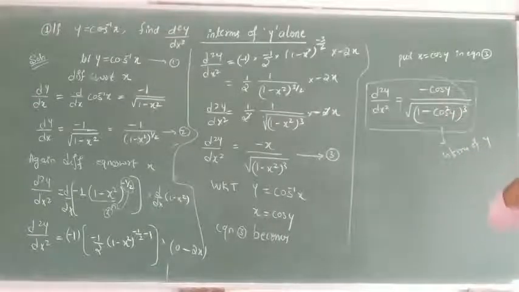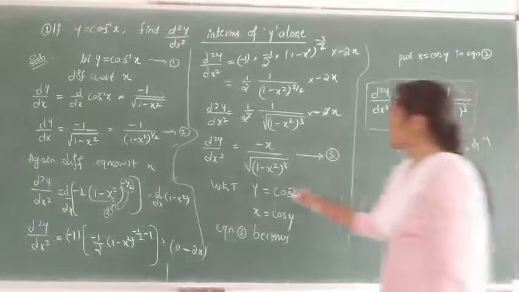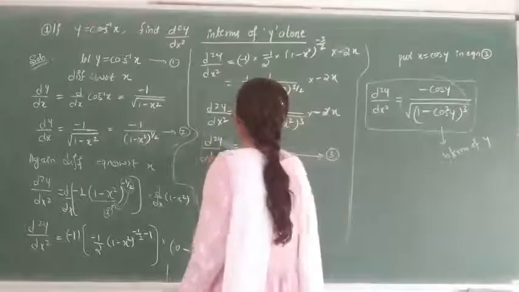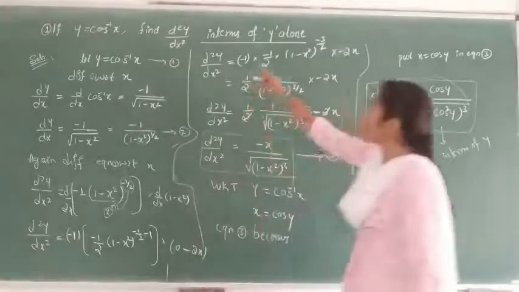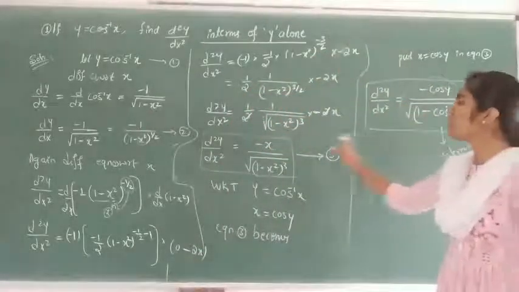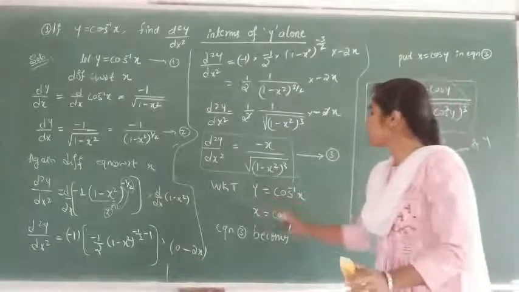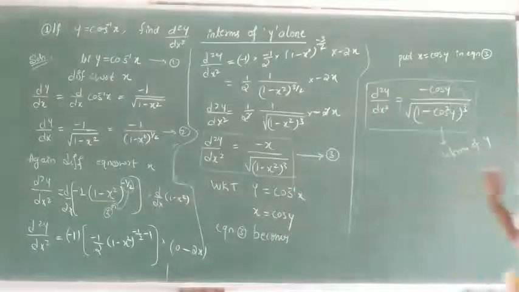If they simply ask you to find d square y by dx square, you find it up to here. If they ask you to find it in terms of y alone, you have to convert x in terms of y. So this is our answer.